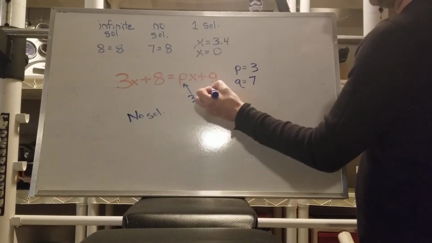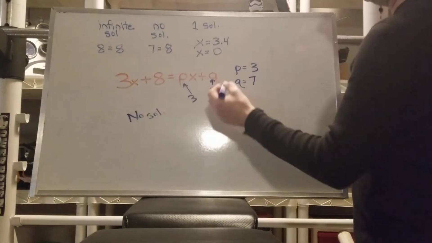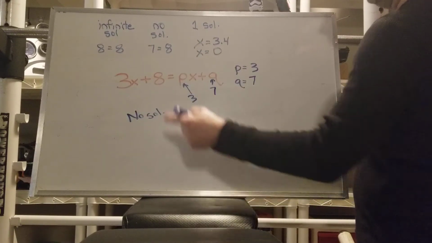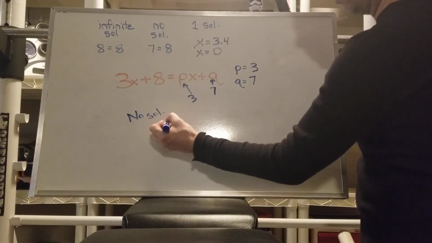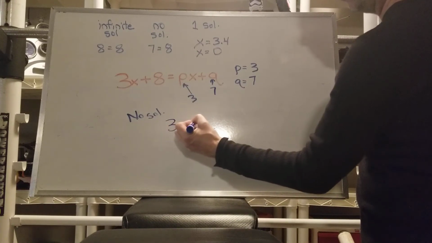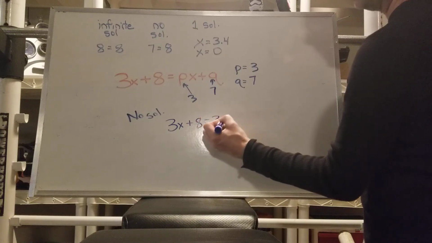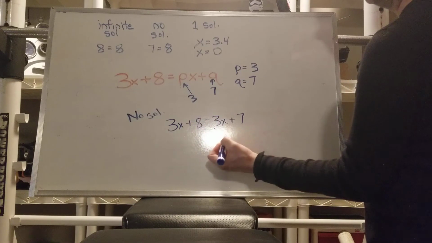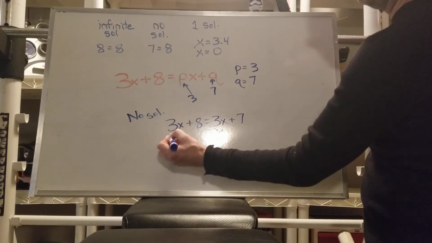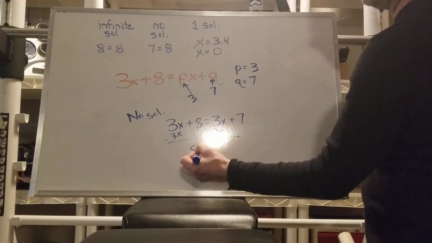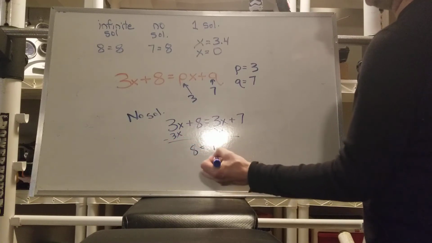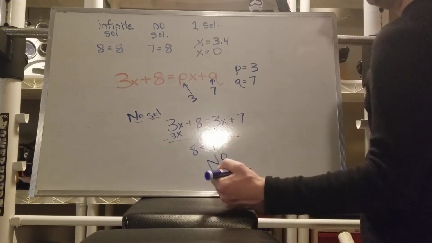All right? So if I put a 7 here, that would make it no solution. We'd end up with 8 equals 7 when we solve it. So you end up with this. 3x plus 8 equals 3x plus 7. Subtract my 3x's. I end up with 8 equals 7, which is no solution, right? So that's what we're trying to get.